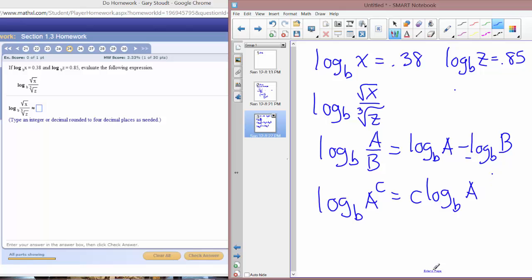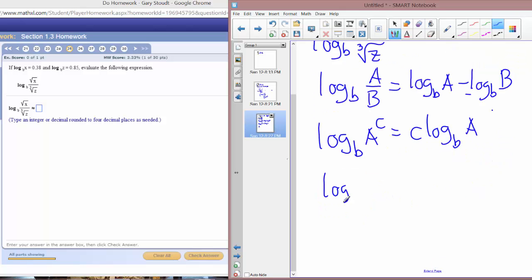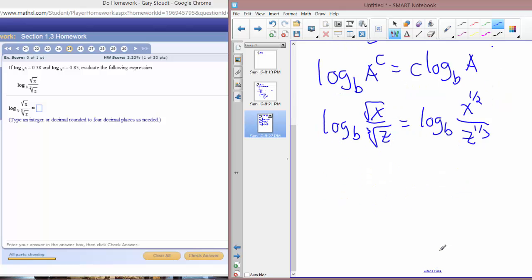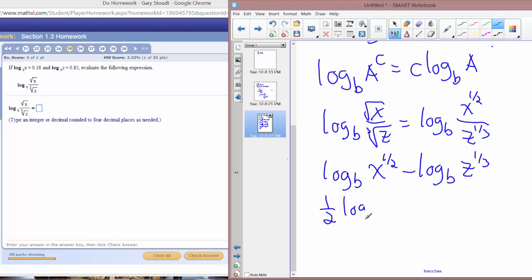So now using that, we can simplify log base b of the square root of x over the cube root of z. Well, first of all, remember that the square root of x is actually an exponent, x to the 1/2, and so is the cube root, z to the 1/3. Now we can use the division rule: log base b of x to the 1/2 minus log base b of z to the 1/3. And now we'll use the exponent rule to write this as 1/2 log base b of x minus 1/3 log base b of z.